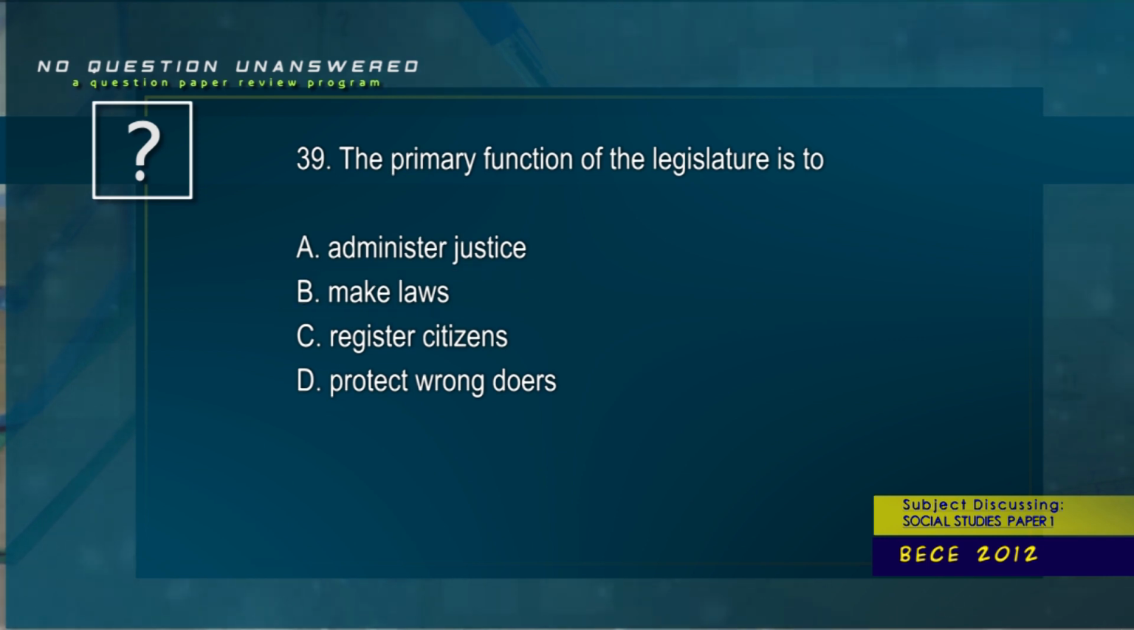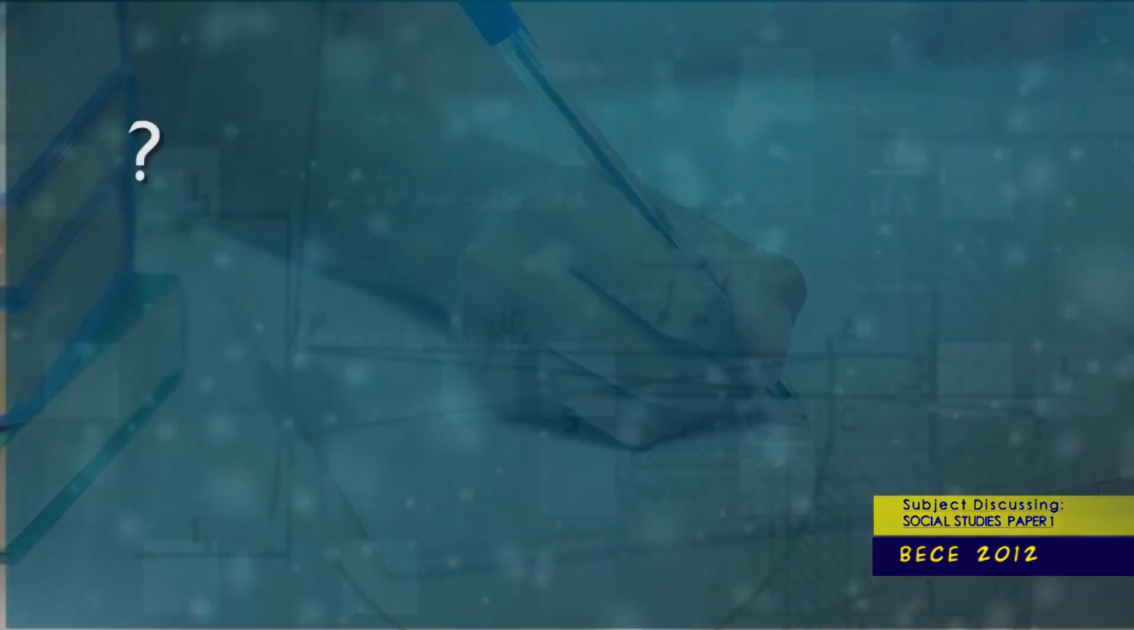Those who administer justice is the judiciary. It is the task of the judiciary to administer justice. So viewers, our correct answer is B, making of laws. That is the primary function of Parliament or the legislature.